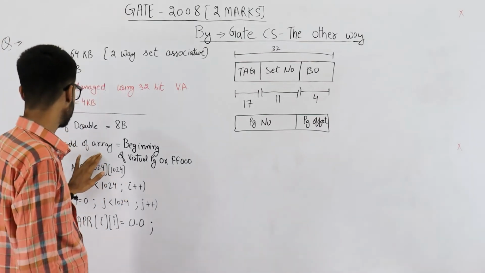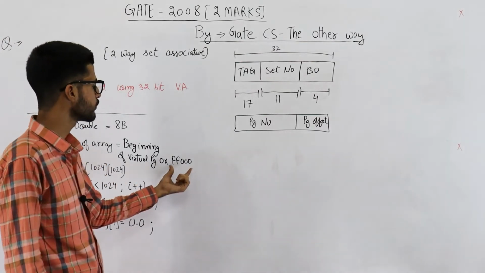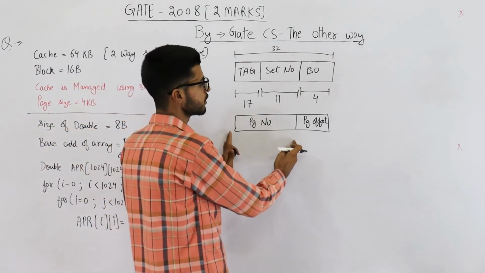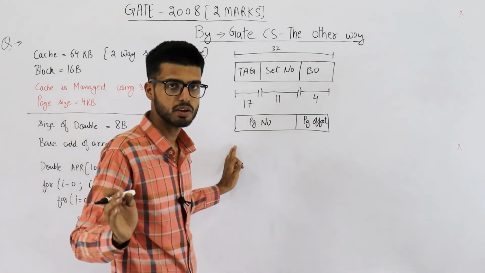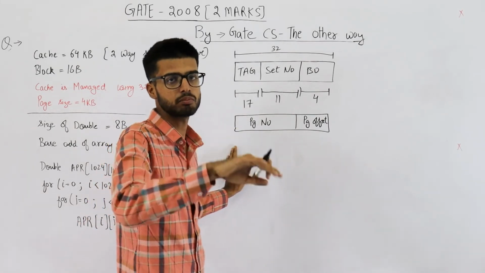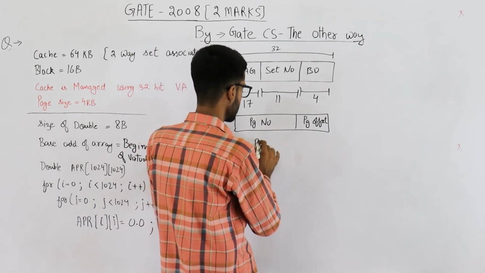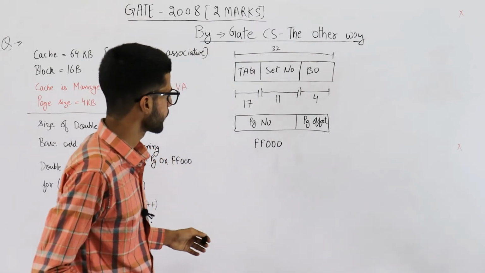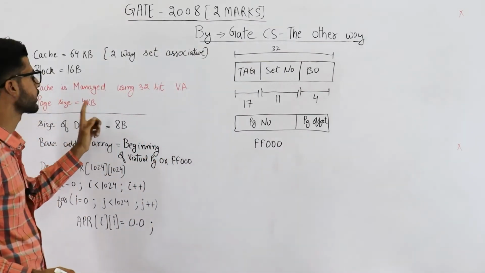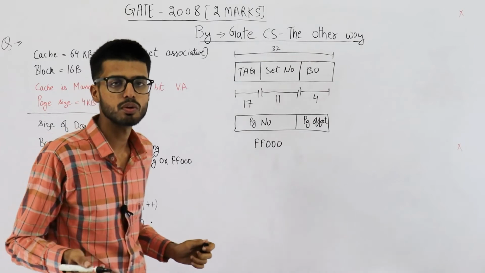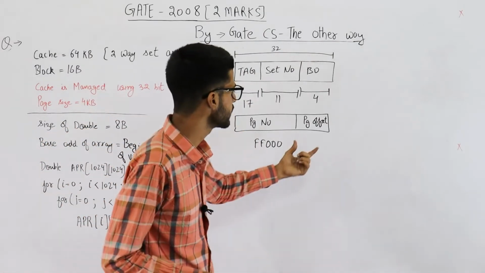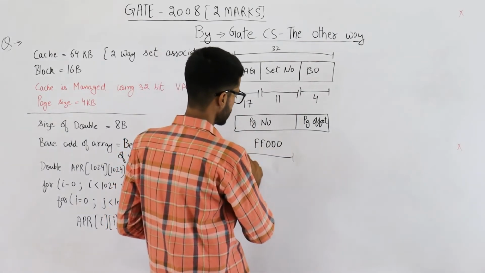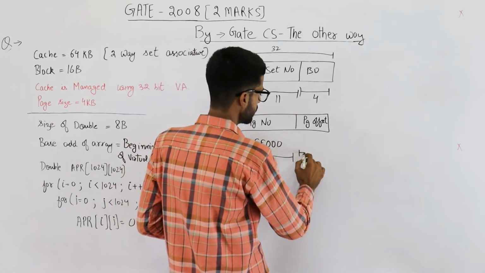Also, they are saying the base address of the array is the first address in this page, the beginning of this virtual page. So the page number is given to us. The base address of the array is not given. Rather, the page number of that address is given. So the page number is FF000. Also, they have given the page size as 4 KB. 4 KB means 2 raised to the power 12. That means the page offset has to be a 12-bit value. So this will be 20-bit, and this will be 12-bit.